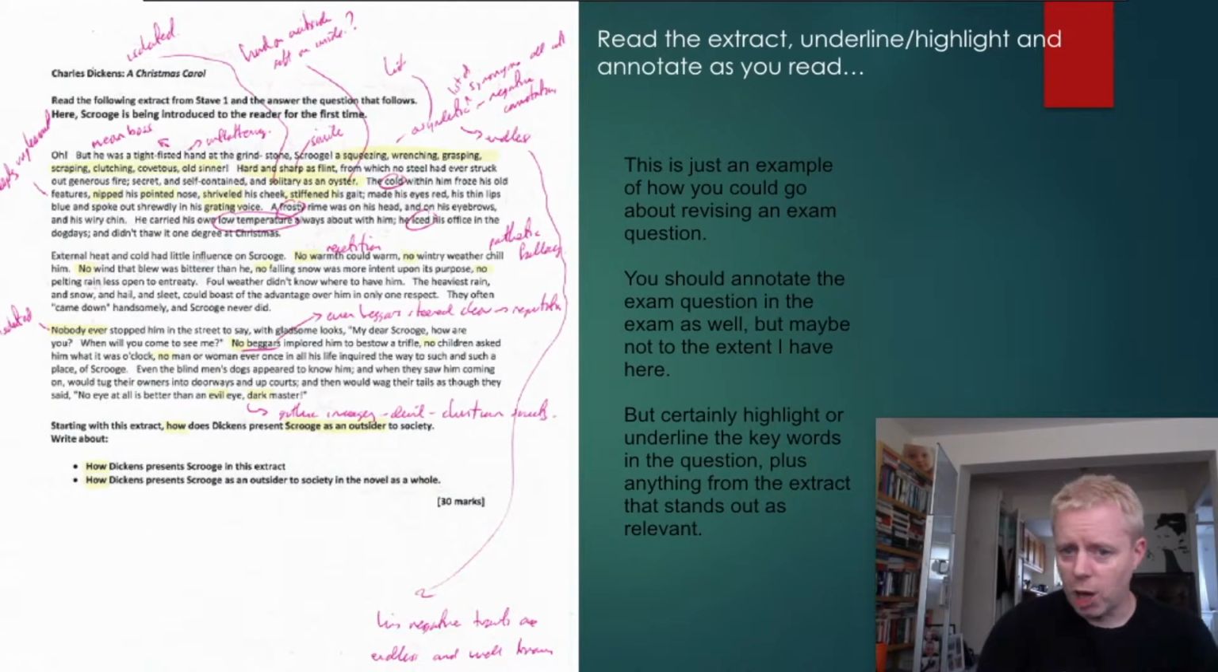This is just an example of how you could go about revising an exam question. Annotate the exam question in the exam as well, but maybe not to the extent I have here. In AQA you've got 52 minutes for this question, unless you've got extra time. You need to be planning for 5 or 6 minutes, even a bit longer, and leave yourself 2 or 3 minutes at the end to reread what you've written.